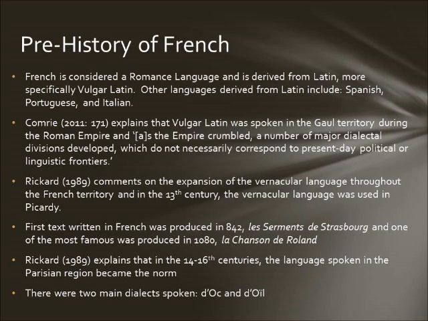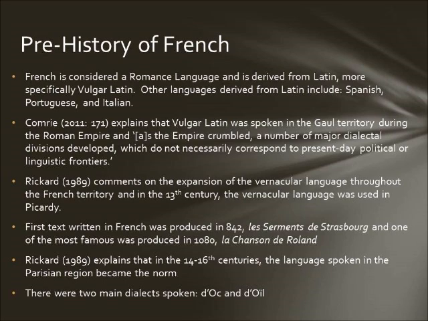And Ricard 1989 explains about the expansion of the vernacular language throughout the French territory, and in the 13th century the vernacular language was used even up in Picardy. And when we think of French, the very first text that was ever written in what we call Old French was back in 842, and it was called Les Serments de Strasbourg, and can be translated as the Oaths of Strasbourg. And it's one of the most famous pieces ever produced, and probably one of the longest, and maybe the most famous one is La Chanson de Roland, which is Roland's song.